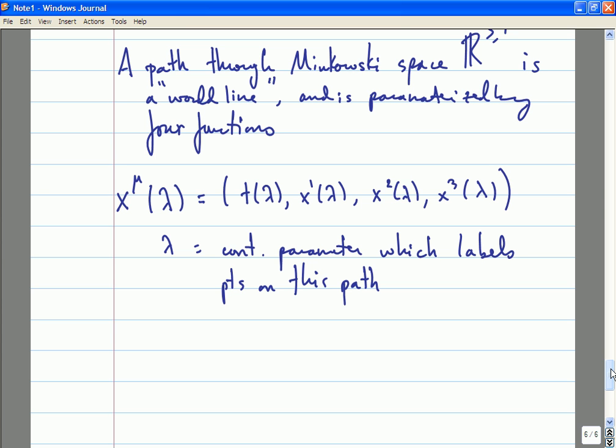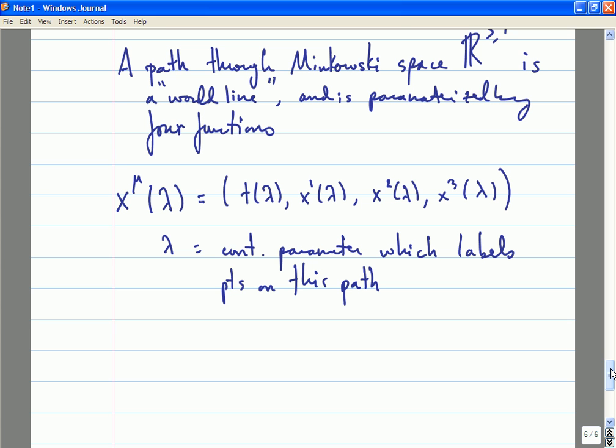And in general, of course, there's no right or wrong answer as to which one is the correct parameter to use to label my path through space-time. Some of them are useful in some contexts, some of them are useful in other contexts. So, yes, lambda, for example, could be the time as elapsed by some observer that is moving in some way.